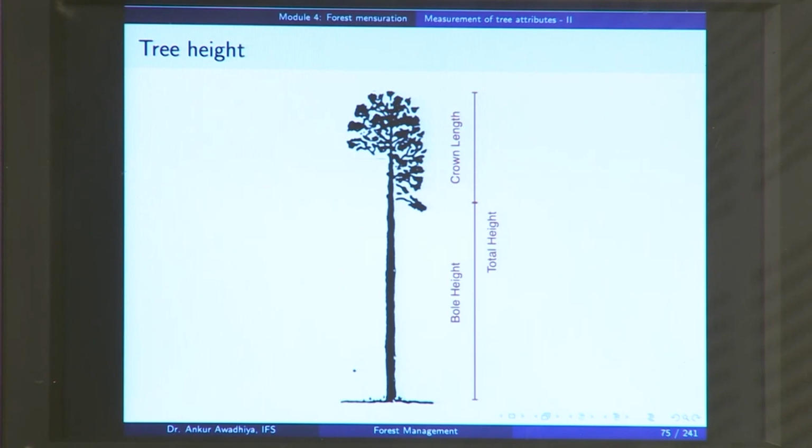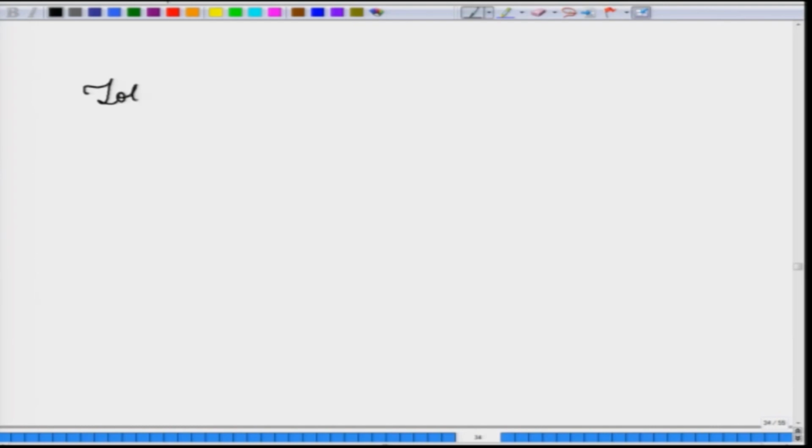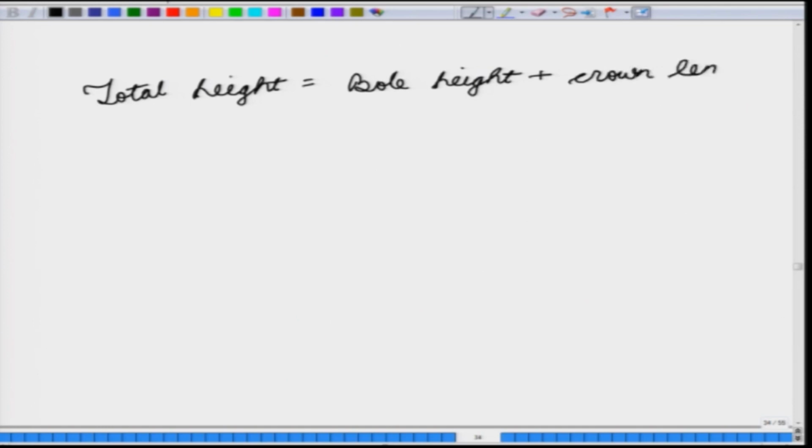So, we can write that total height is equal to bole height plus the crown length.